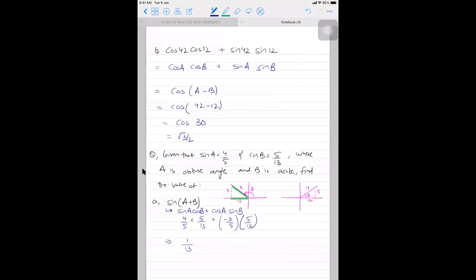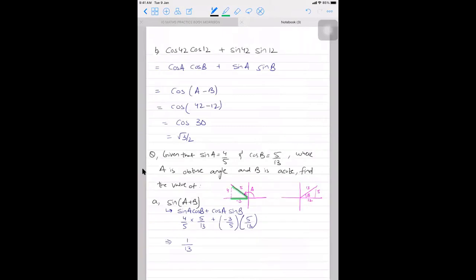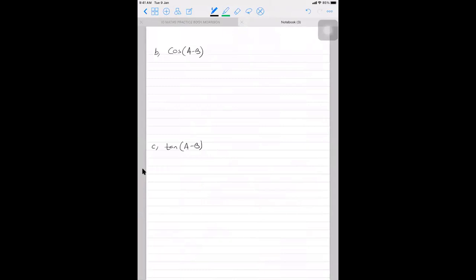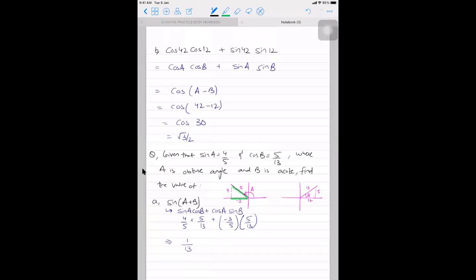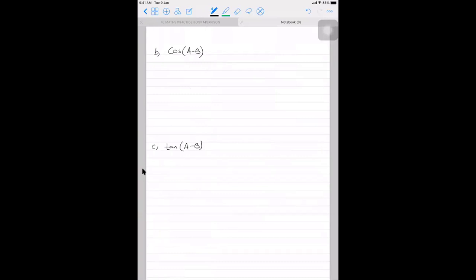Okay, let's move on to the next part. Cos of A minus B. And the third part is tan of A minus B. You can try them. It's the same question. Do you want me to keep the screen over here or over here? You can copy down this first, and then I can change the screen. Okay, so I have it down.